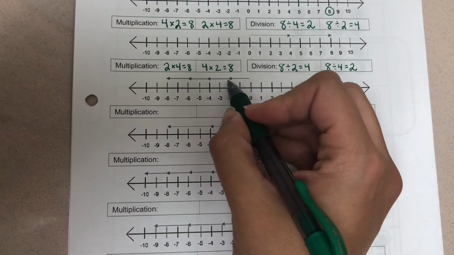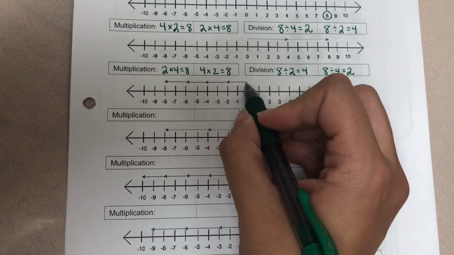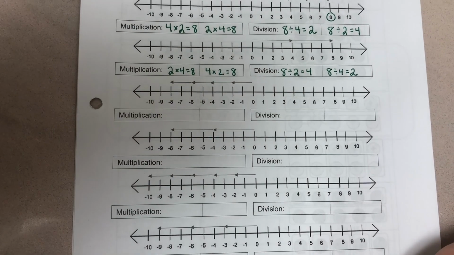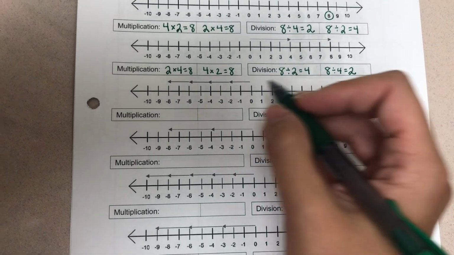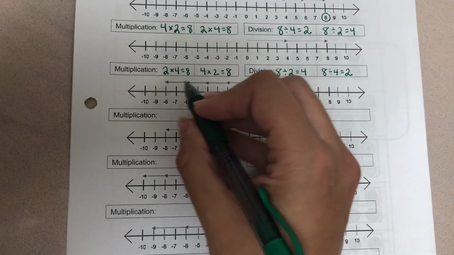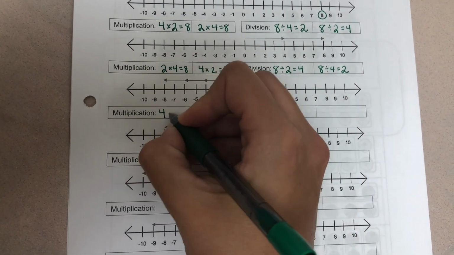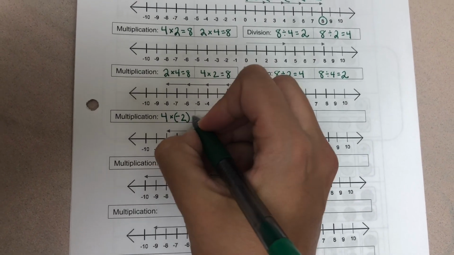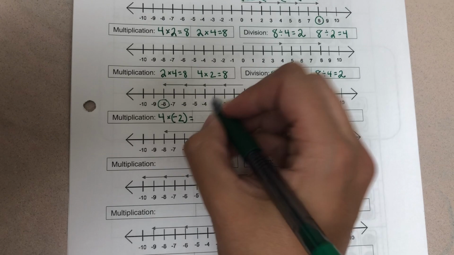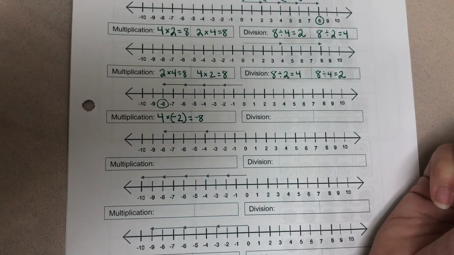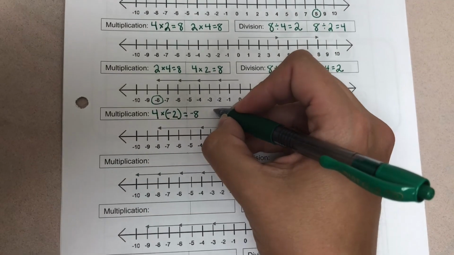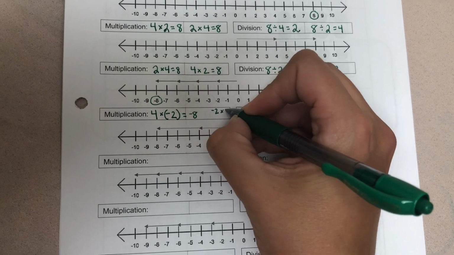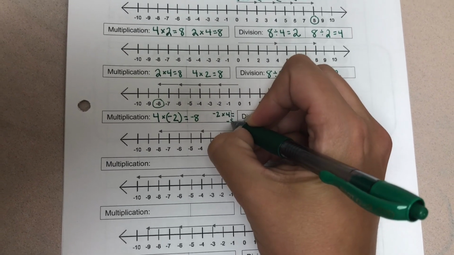For this one, I see that I'm going to the left. So each one of these groups is representing negative 2. So I can say that I have got 1, 2, 3, 4 groups, and they are each going negative 2. 4 groups of negative 2 ends us here on negative 8. Now, it would also be fair to say that negative 2 times 4 equals negative 8.